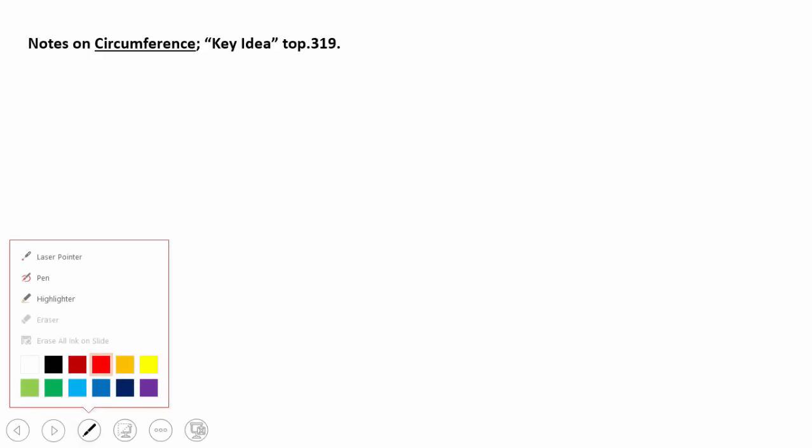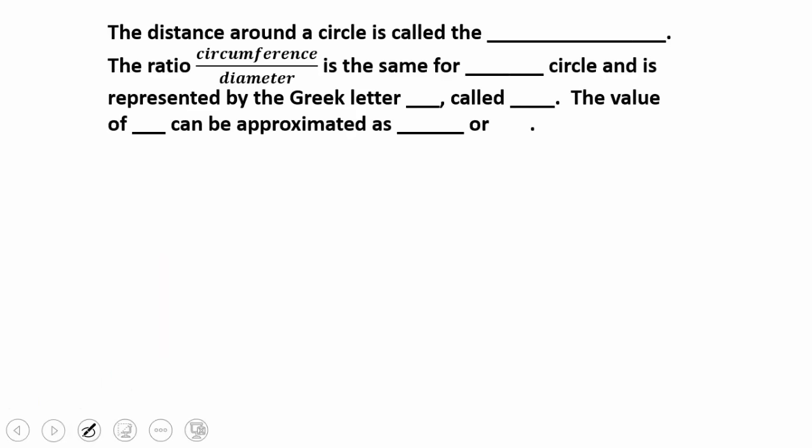So let's talk about some of those notes you needed to take. The distance around the circle is called the circumference. Circumference can be put into a ratio where we compare the circumference of a circle to its diameter. When we do that, we find that it's the same for every single circle out there, no matter what. If you take the circumference of that circle and put it over the diameter of that circle, that ratio is the same for every circle. It can be represented by this symbol. You've seen it before. It's called pi.